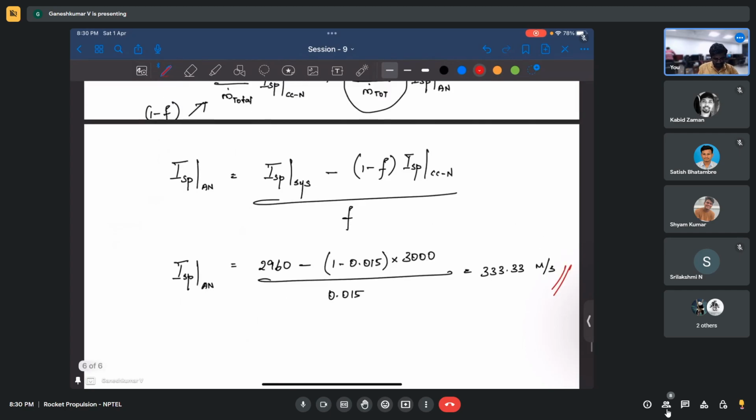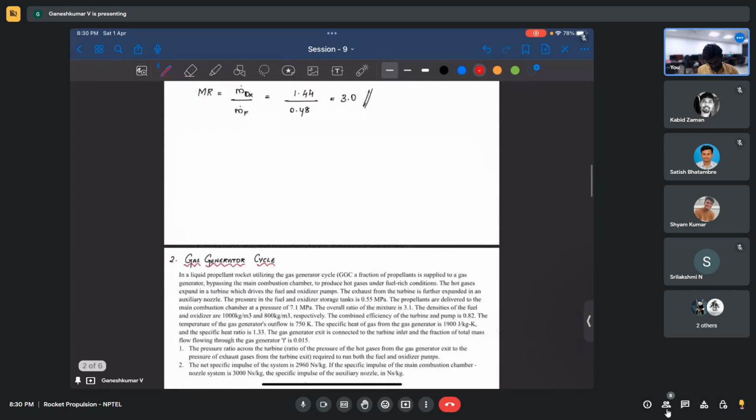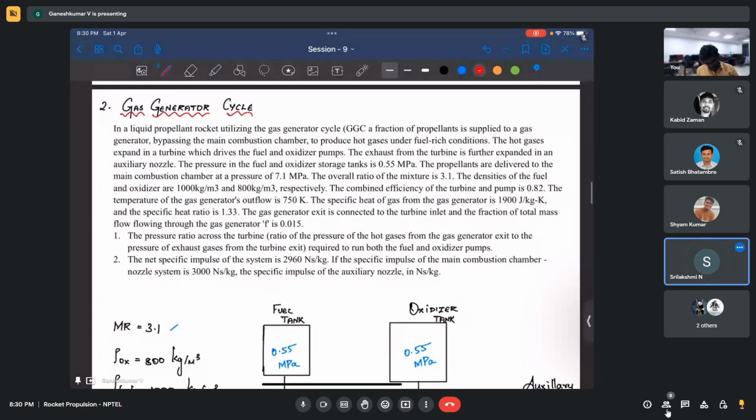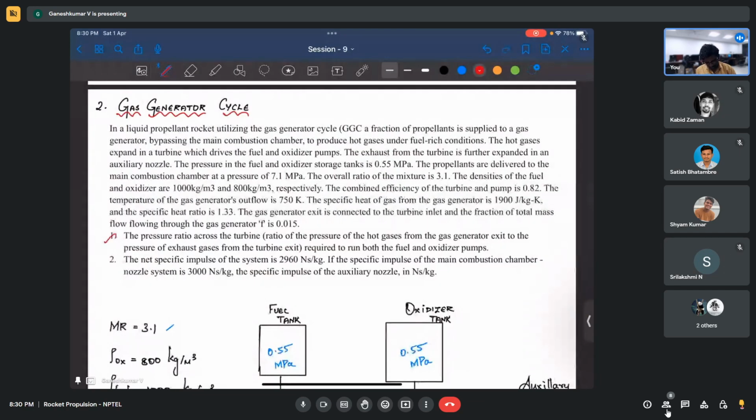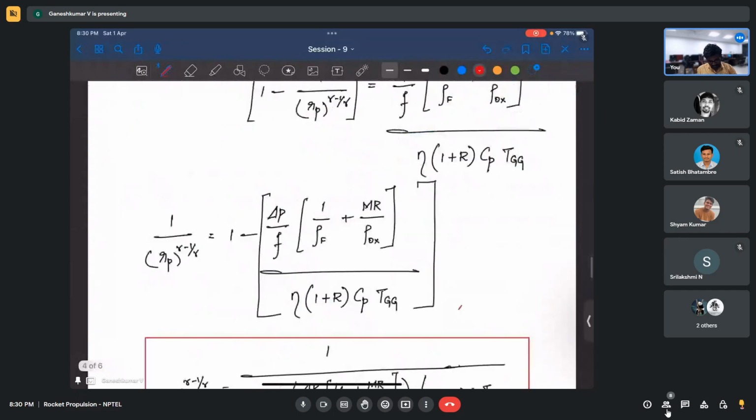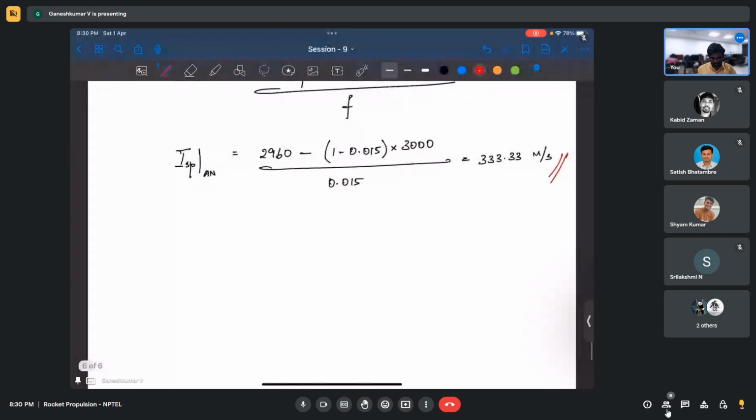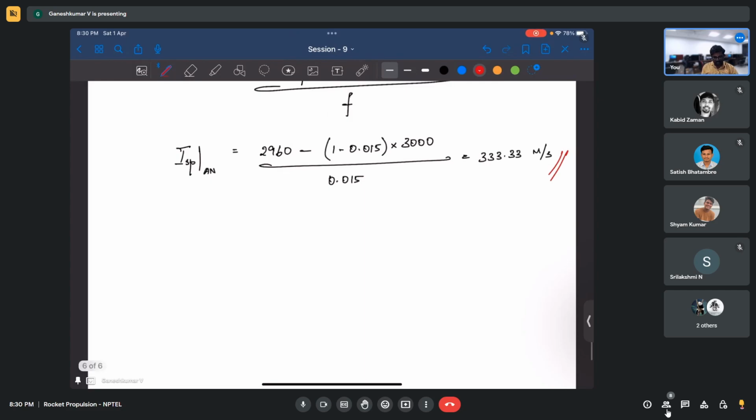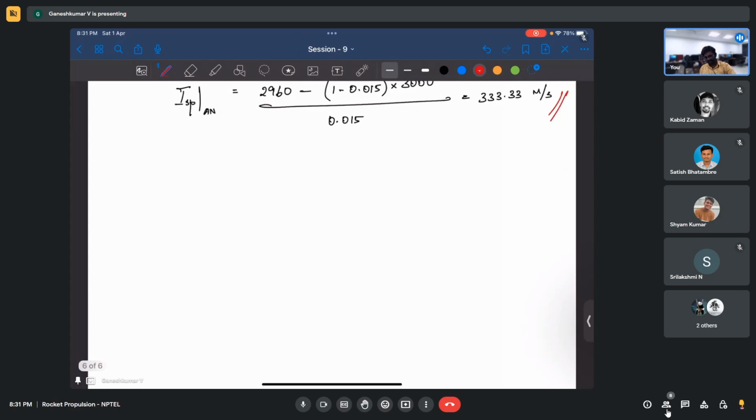How do we get ISP? Yes, it's clear. Okay, so now we have completed both of the questions, and this is how you need to solve. In your assignment, there's a different cycle, a regenerative expander cycle like this. I want you to learn from this and apply the concepts and then arrive at the results. Okay, that's all for today.